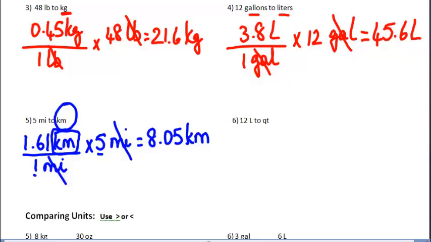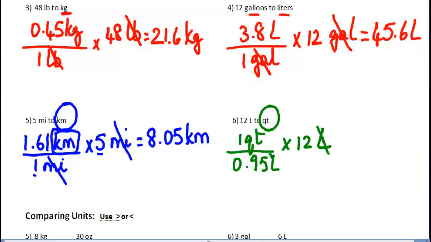Let's do the last one of this part of the lesson. I need to convert the liters to quarts, and the relationship is that 1 quart is equal to 0.95 liters. So I'm going to put 1 quart over 0.95 liters times 12 liters. Cross that out, and if I work on this, I'll end up with 12 over 0.95, and I end up with about 12.63 quarts. Okay, and now let's move on to the next piece of the lesson.